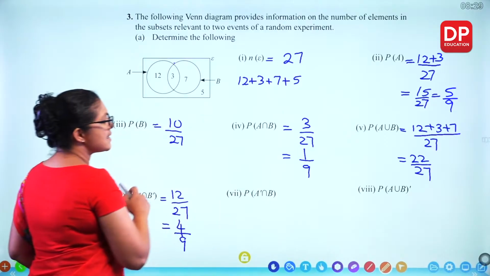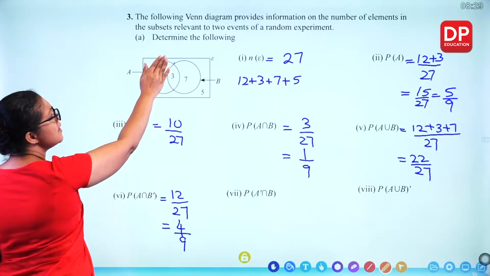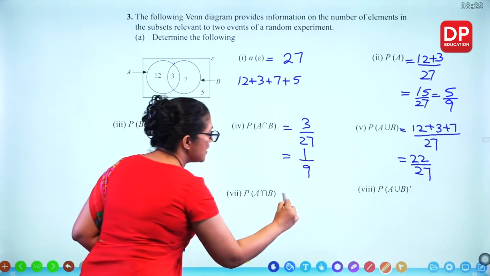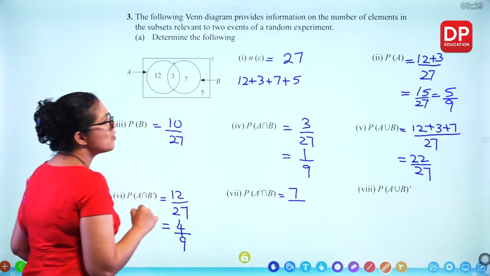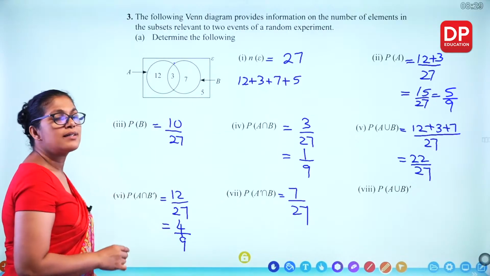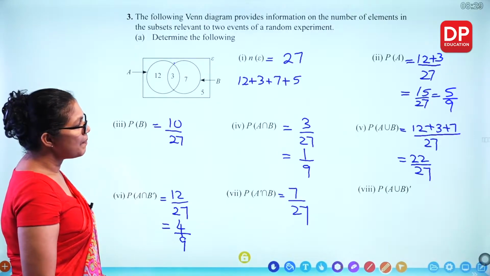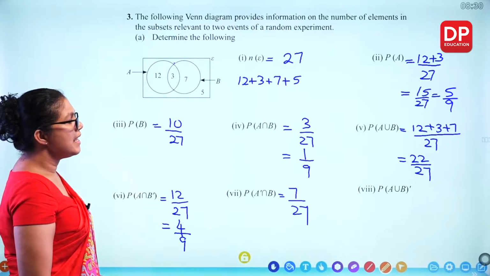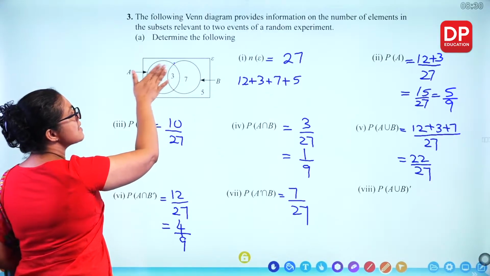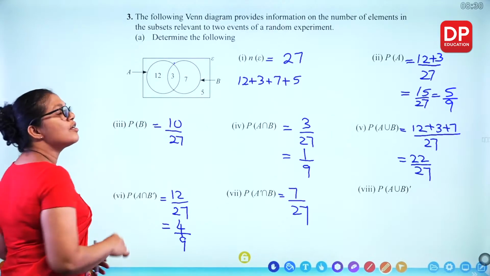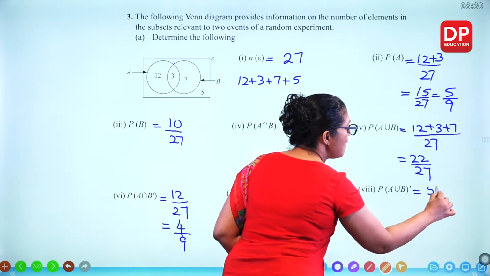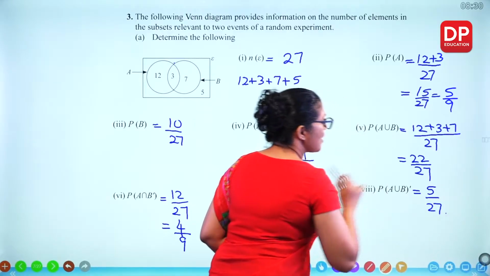A dash intersection B. A dash means you cover circle A and intersects with B. That's 7. 7 over total number is 27. So you can't simplify there. And the last part, A union B dash. Whole thing dash means outside the two circles. Outside the two circles, you get 5. 5 elements are there. So 5 over 27.